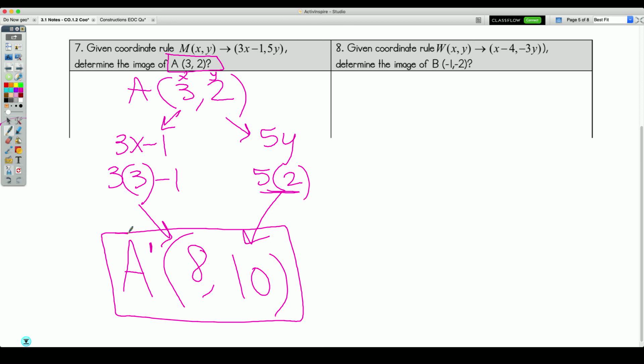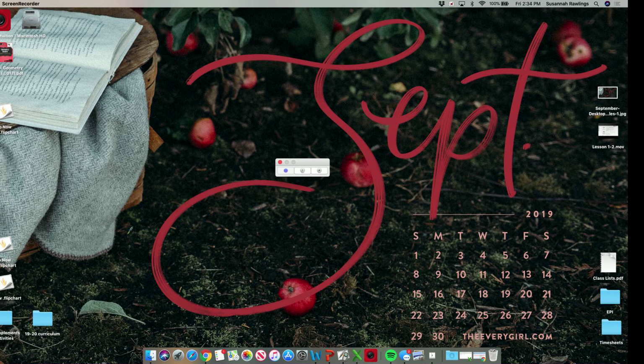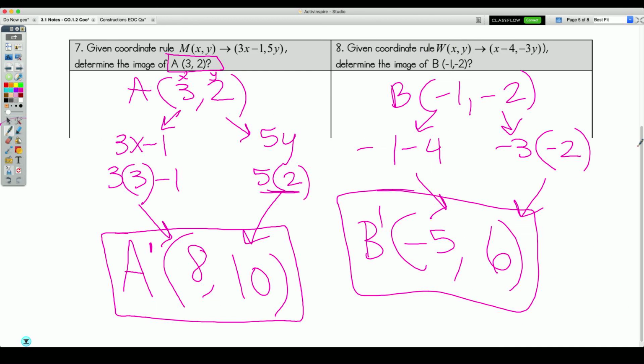I'm going to let you try this next one on your own, so I'm going to pause here, and you can work with a partner. Okay, double check your answer with that one, and then we're moving on.